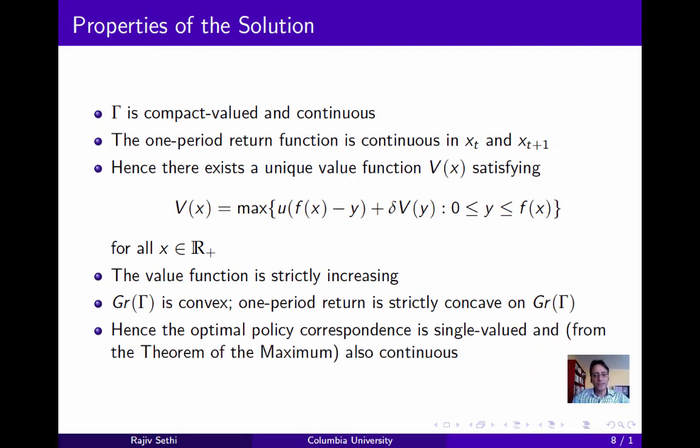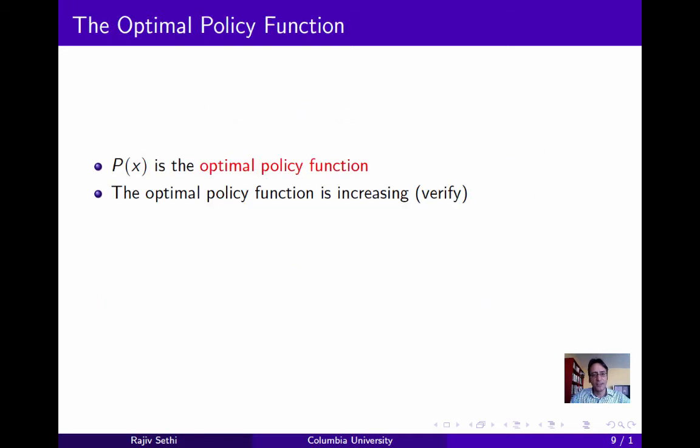Now we know from the theorem of the maximum that it's upper hemicontinuous, and since it's single valued, it must therefore be a continuous function. Let's use p of x to denote the optimal policy function. You should check that the optimal policy function is increasing. In other words, if you have more capital today, you're going to leave behind more tomorrow. This is quite intuitive, but it takes a little bit of work to show it, and it's worth doing.